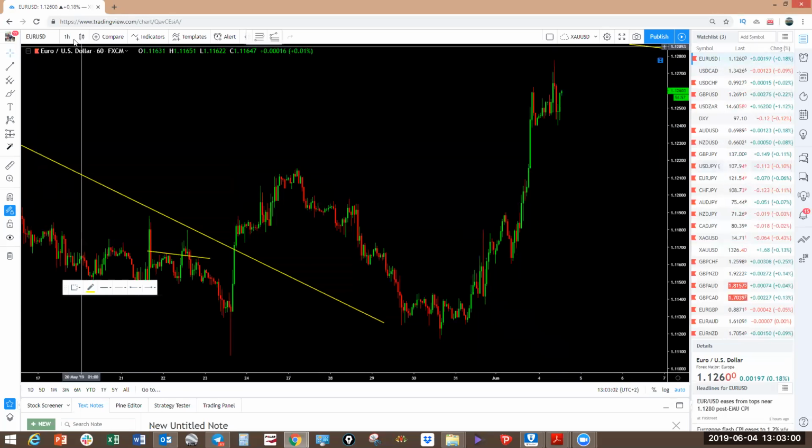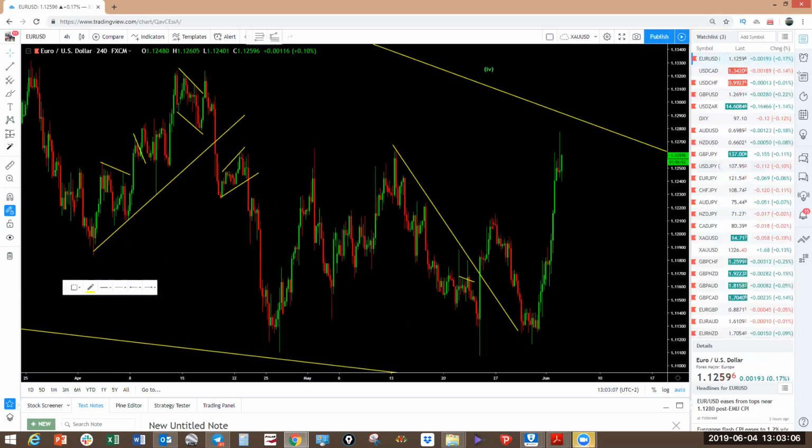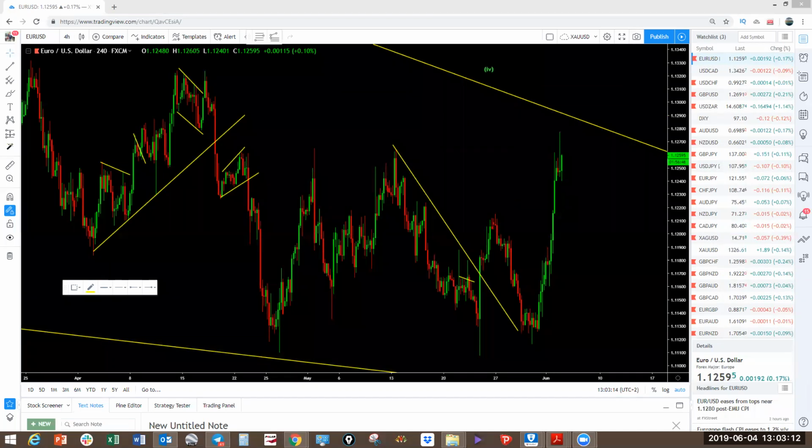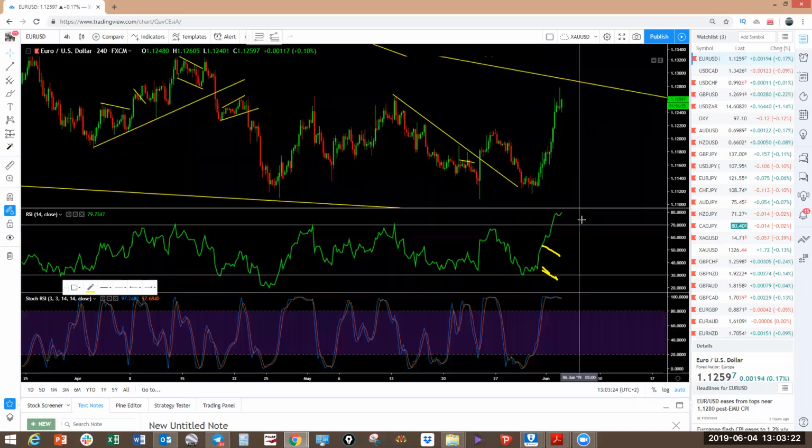Let's look at all the pairs. We'll start with the Euro US dollar. So Euro US dollar on Sunday, we were here. We were looking for a corrective structure. This was not a clean correction. It was too quick for us. Let's have a look here.